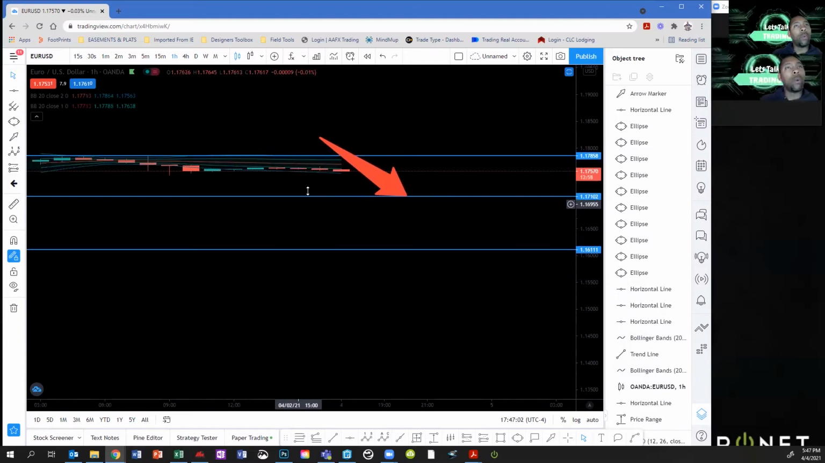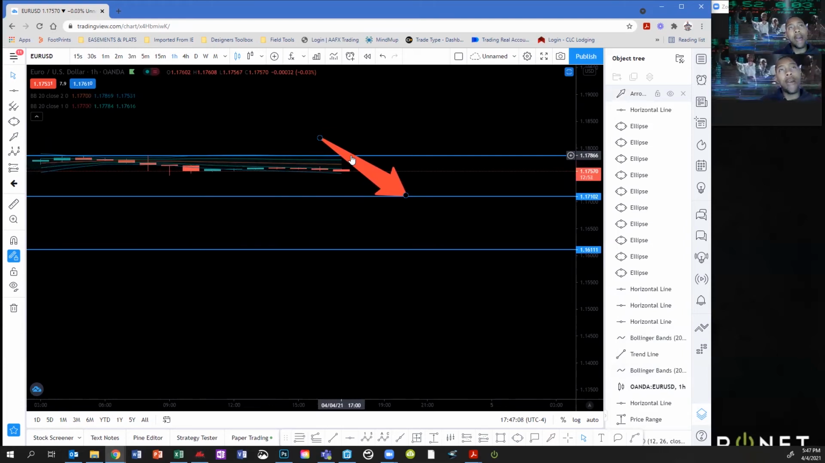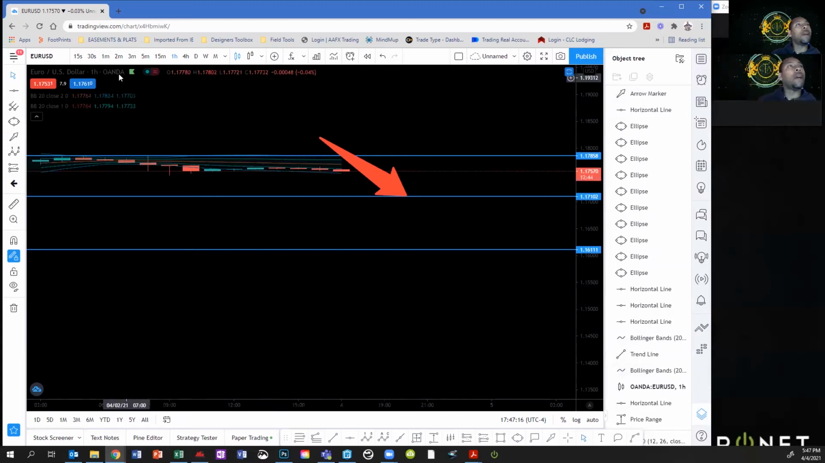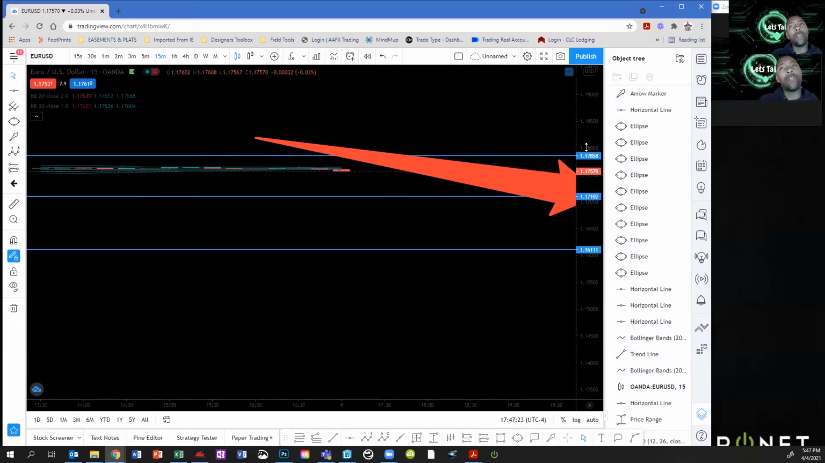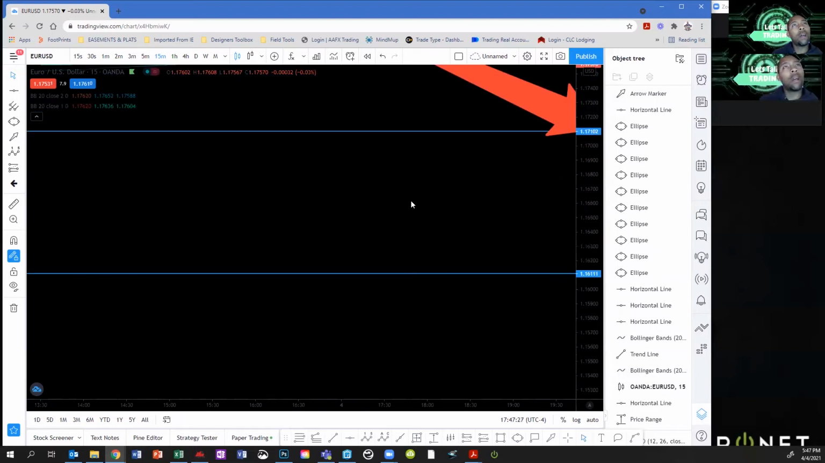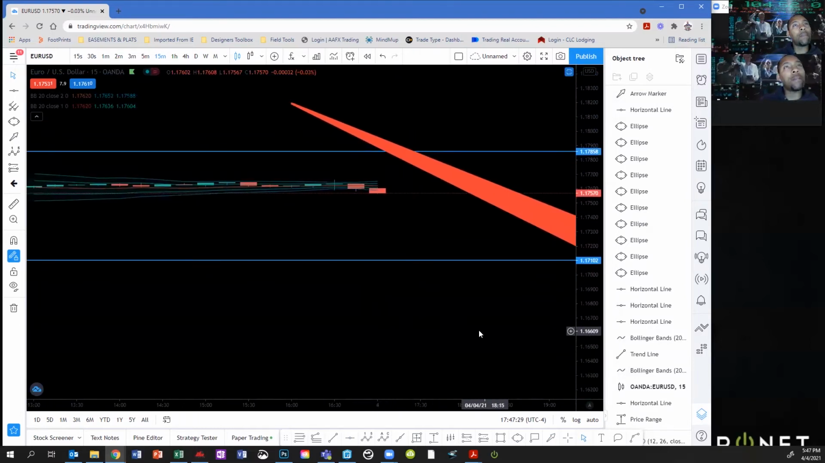Ideally, we would love for this market to come back up to the 1785 mark, bounce off of that, and then take an entry from there. All right. So if you are trading binary options, if we drop down to the lower time frames, we get more of a deep dive in.